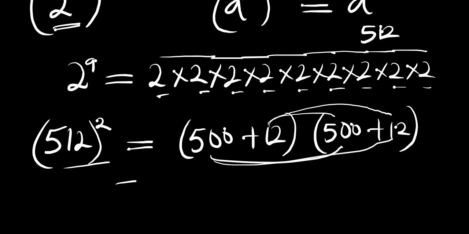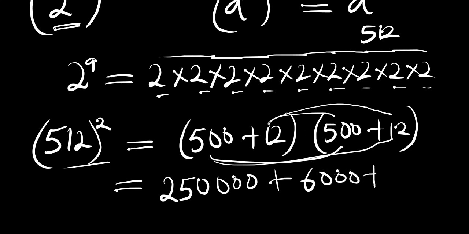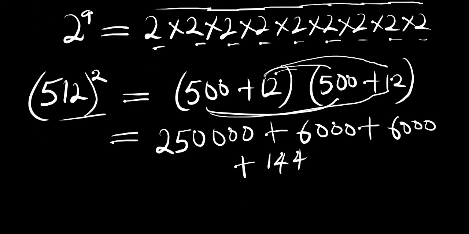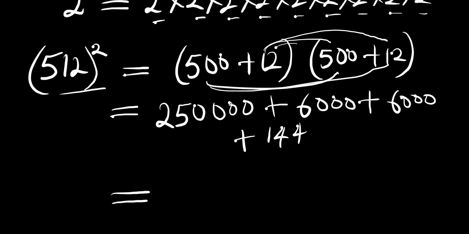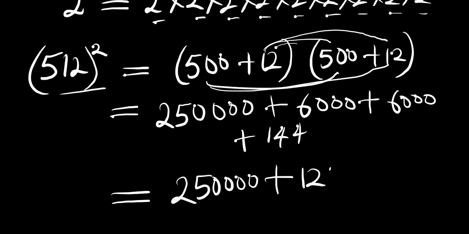Let's multiply that out. 500 times 500, we are going to have 250,000. 500 times 12, we are going to have 6,000. 12 times 500, we are going to have 6,000 again. Then 12 times 12, we are going to have 144. So let's add up everything we have here. This will give us 250,000 plus 6,000 plus 6,000, that is 12,000, plus 144.